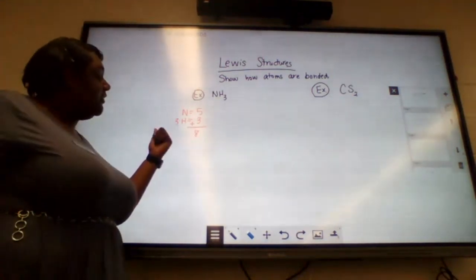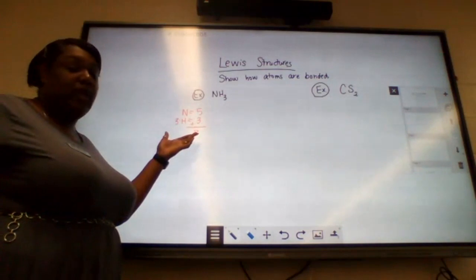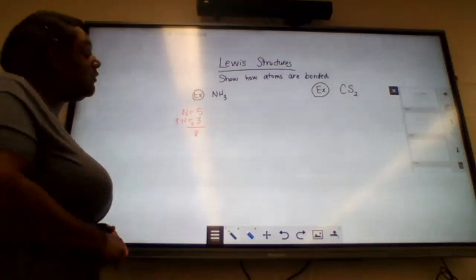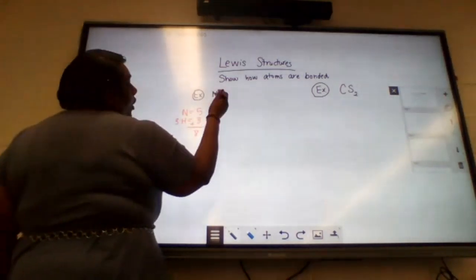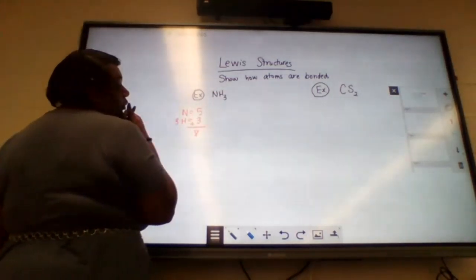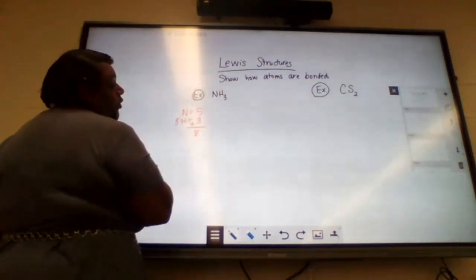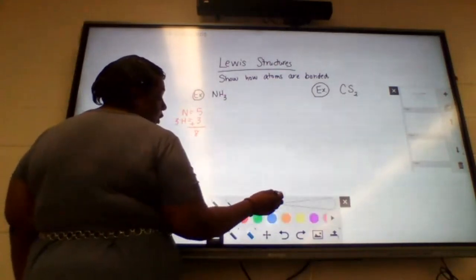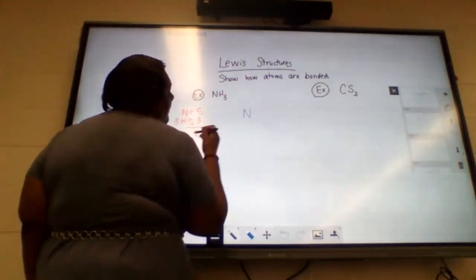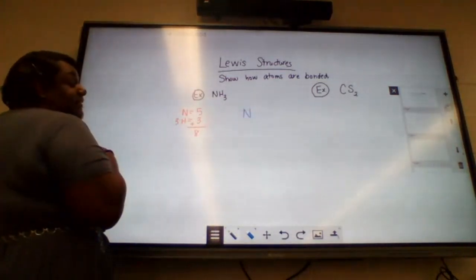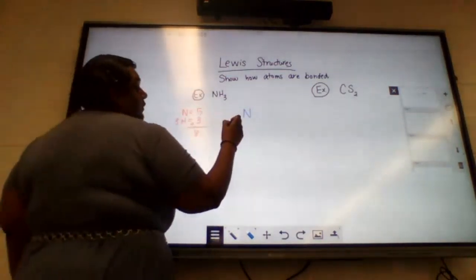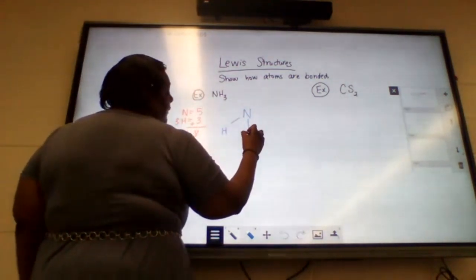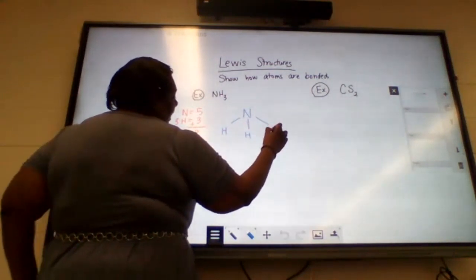And now your job is to distribute these electrons amongst the elements in this compound so that everything gets what it needs. And so when you're drawing the Lewis structure for it, please remember that hydrogen will never go in the center, which means that in the center of this compound, we need to have the element nitrogen. And to that nitrogen, we need to have 3 hydrogens. So I'm going to put a hydrogen here.